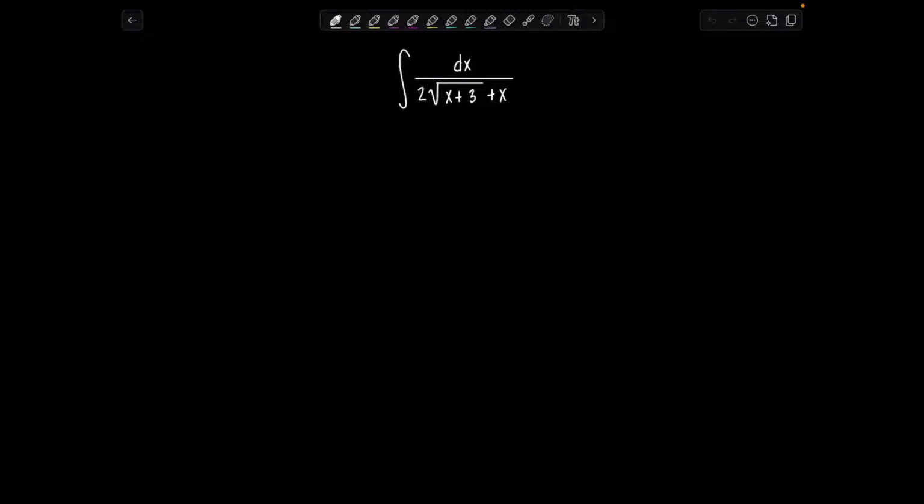Here is your latest integral of the day. We have the indefinite integral of 1 over 2 times the square root of x plus 3 plus x dx. So pause the video if you want to try it on your own first.